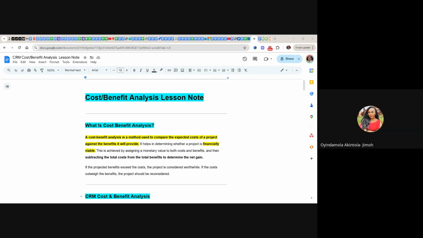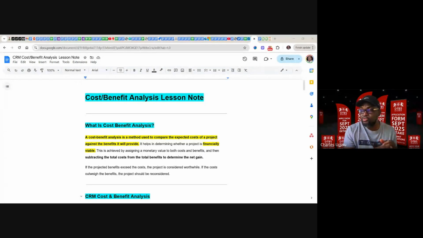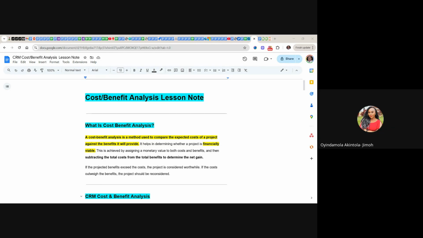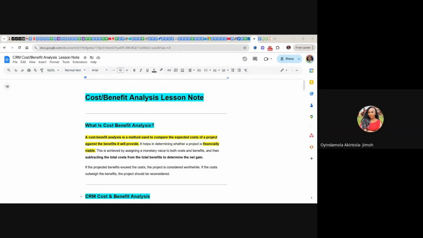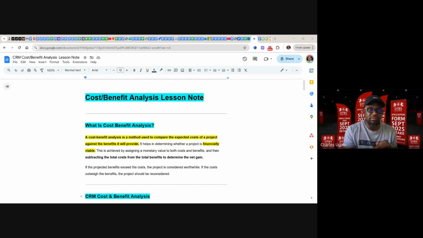Thank you, sir. I just wanted to confirm. Did you say total costs minus total benefits? Yeah, you sum the total cost, you sum the total benefit. Then you subtract the total cost from the total benefit. After subtracting the total cost, then we'll have what we call net benefit. If the net benefit after removing the cost is positive, then it means the project is viable.